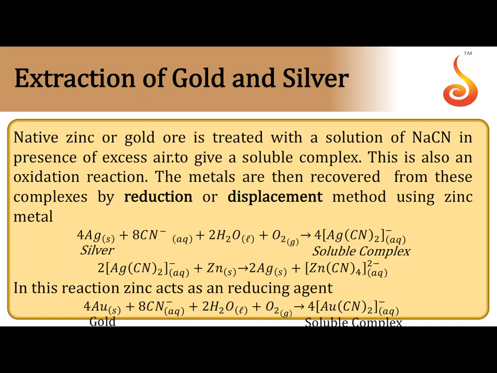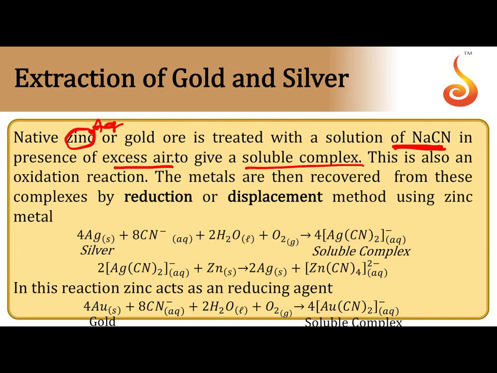Next, extraction of gold and silver, a very important method. Native silver or gold ore is treated with a solution of sodium cyanide in the presence of excess air to give a soluble complex. When mineral impurities are there in the mineral, gold or silver may be in native state, but along with other impurities it is present.